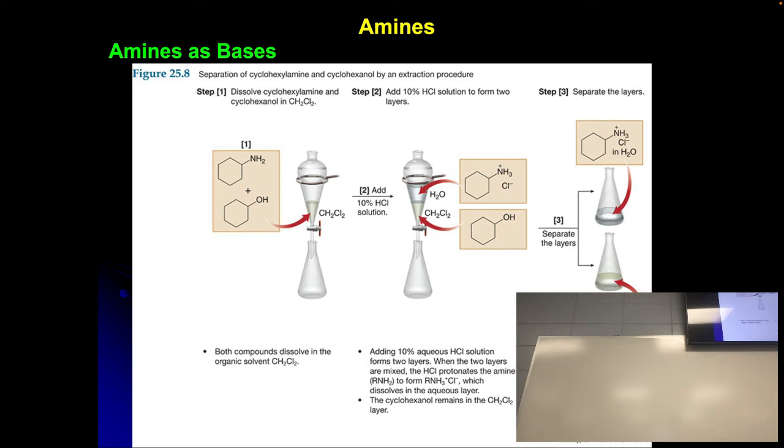More like neutralize. Kind of like neutralize, yeah. What kind of base do you know of? Sodium hydroxide. Sodium hydroxide. That's right. So what he would do is he would take the water layer, he would add some sodium hydroxide to it. That would react with the acid and make water, and it would give the free amine back. Now the free amine is going to be less soluble in water, more soluble in organic. So he's going to take the water, put it back in the separatory funnel, wash it with some organic material, maybe methylene chloride, and get his amine separated from the material.